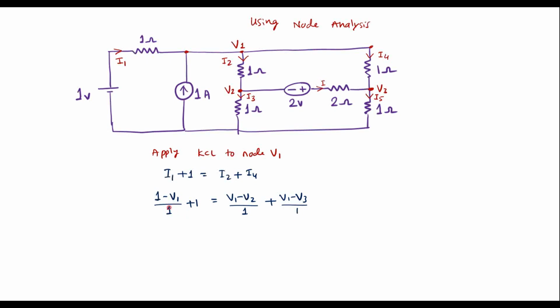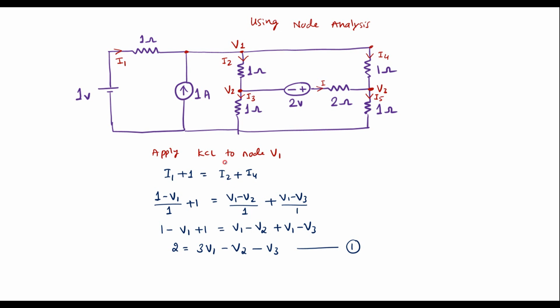So let me simplify. That is 1 by 1 is 1 minus V1 plus 1 is equal to, here we have V1 minus V2 plus V1 minus V3. So let me simplify further. This is 1 plus 1 is 2 is equal to this V1 plus V1. So if we take this V1 on other side, it will be 3V1 minus V2 minus V3. Let me call it equation 1.